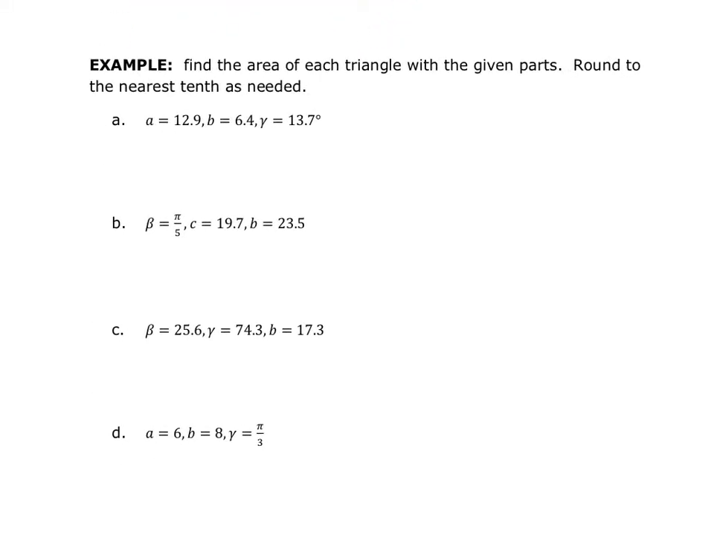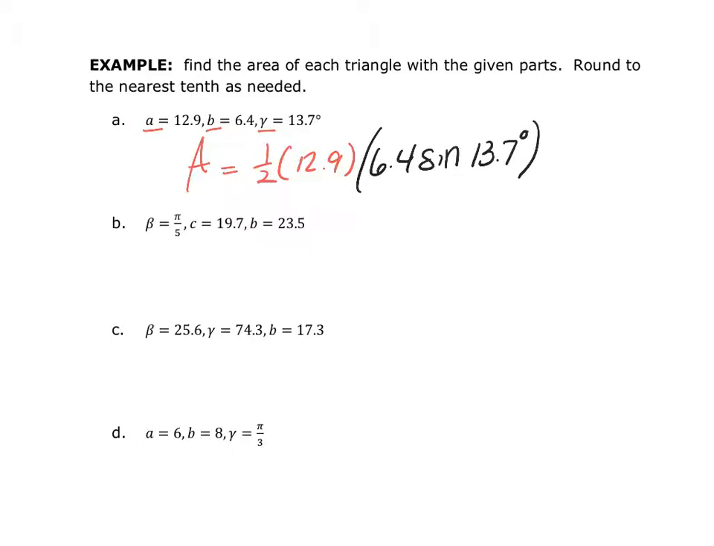So if I'm asked to find the area of these, I ask myself, what do I have? I have A, B, and gamma, so I can go right to finding the area by the formula. The formula is area is equal to 1/2. My base, I'm going to call that A, so 12.9, times the height. I'm going to decide that my height is 6.4 times the sine of 13.7 degrees. So this is my height, and this is my base.